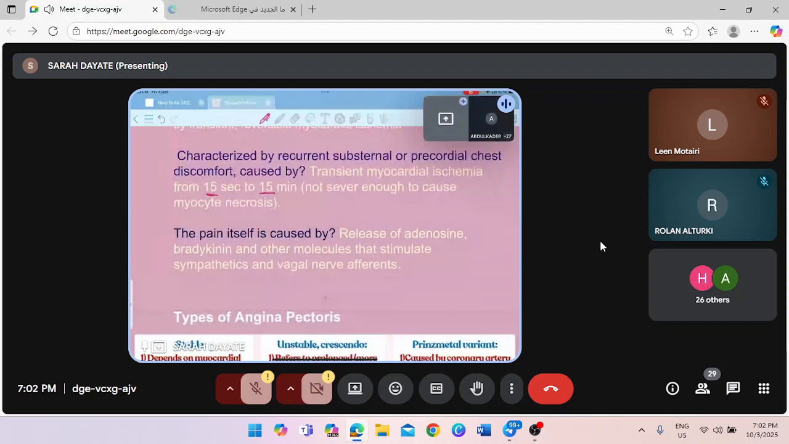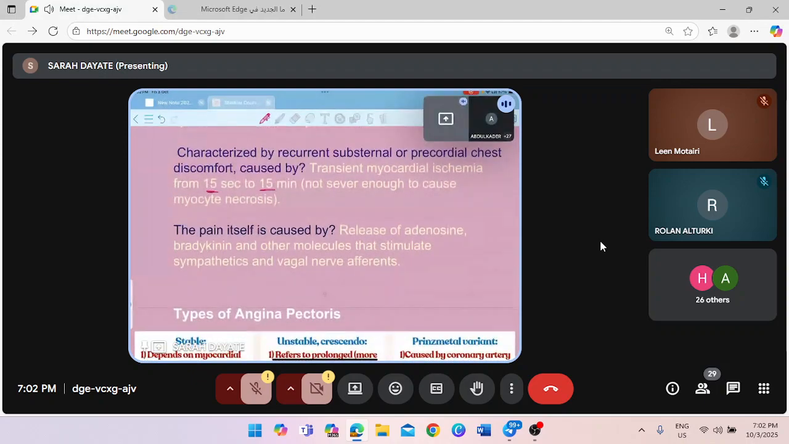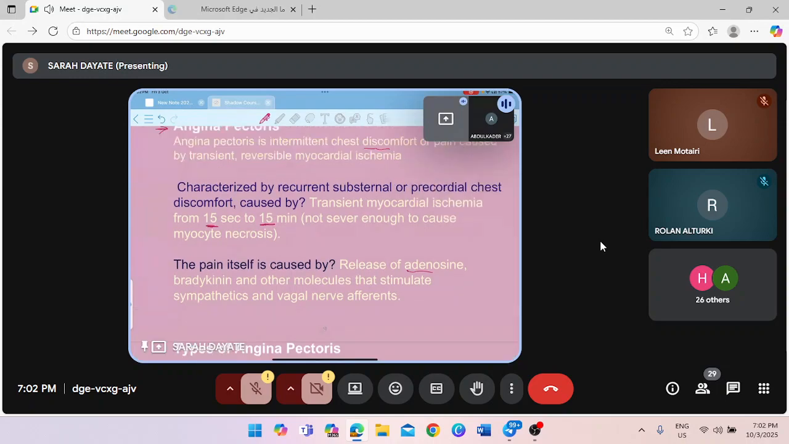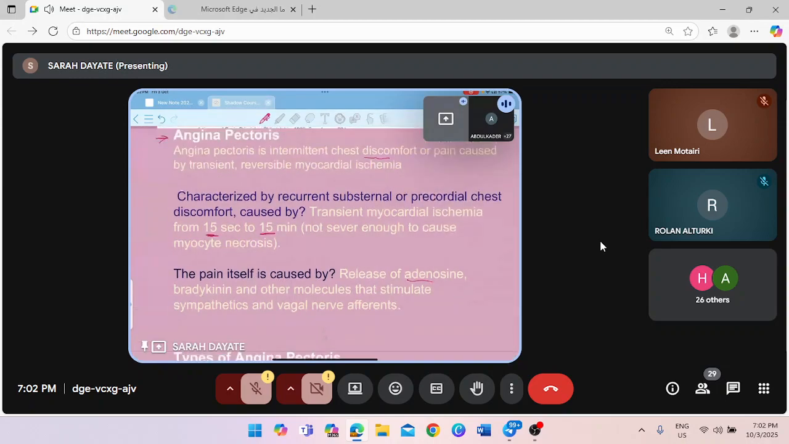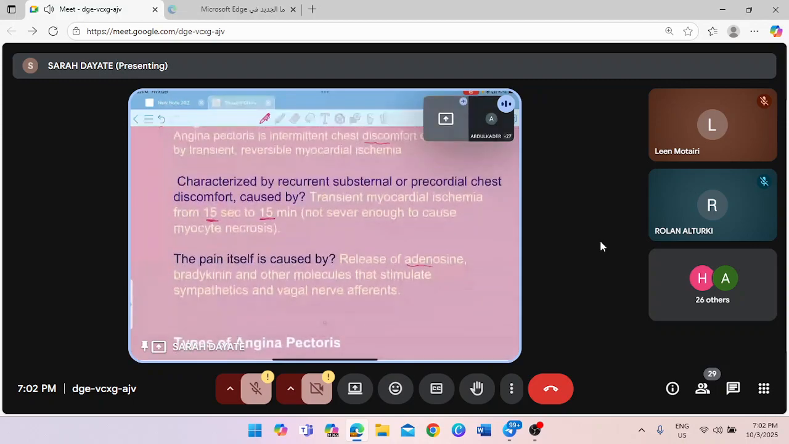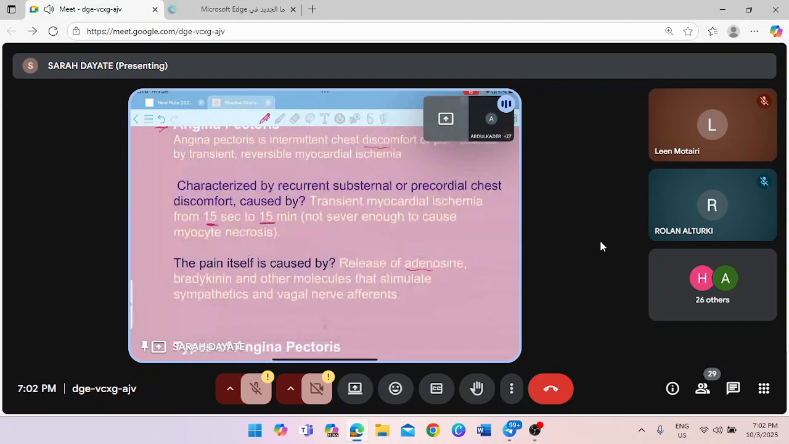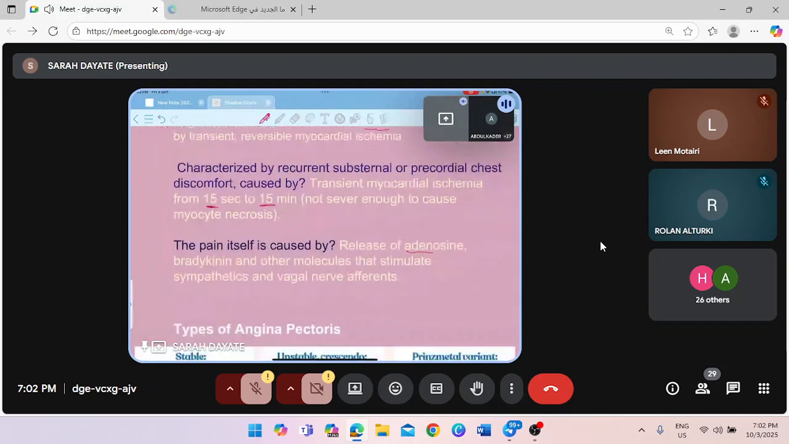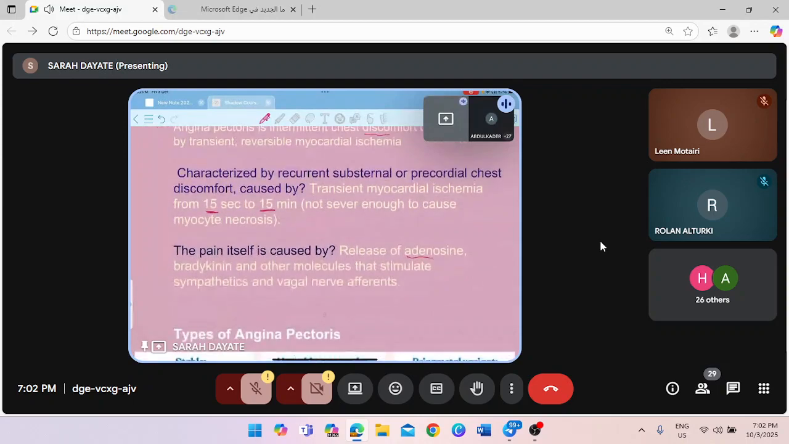So why will the patient feel the pain? It's due to the release of some molecules, adenosine, bradykinin, and others, that stimulate the sympathetic and vagal nerve afferents. That we know, in the pain pathway in our body, it will lead to an increase of substances, such as adenosine or bradykinin, and those will make us feel the pain.